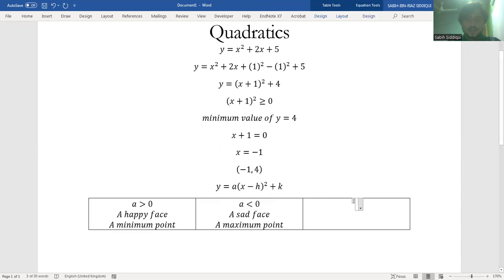Common name for a minimum point or a maximum point is a turning point or a stationary point, and that can be extracted if the equation is written in this form by writing it h comma k. So this is the primary advantage of converting any quadratic equation from an expanded form into a completed square form. We know the entire shape of the quadratic graph, whether it's a happy face or a sad face, or it has a maximum point or a minimum point respectively, and we can also figure out the coordinates of the turning point.